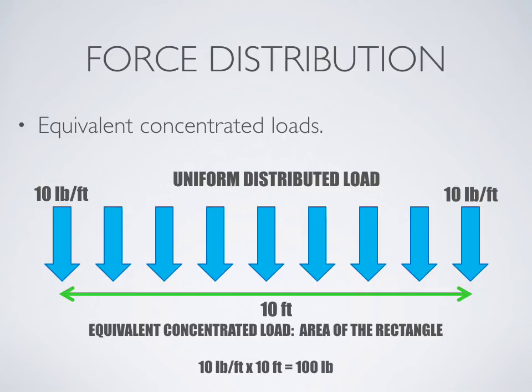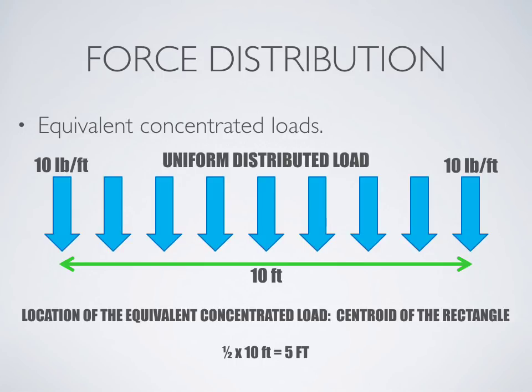It's not too hard. We have 10 feet of 10 pounds per foot. So 10 pounds per foot times 10 feet gives me 100 pounds. Pay attention to the units. Do you see how the feet cancels out and leaves us with pounds? Exactly what we're looking for. So we know that the total force is 100 pounds, but we don't know where it acts.